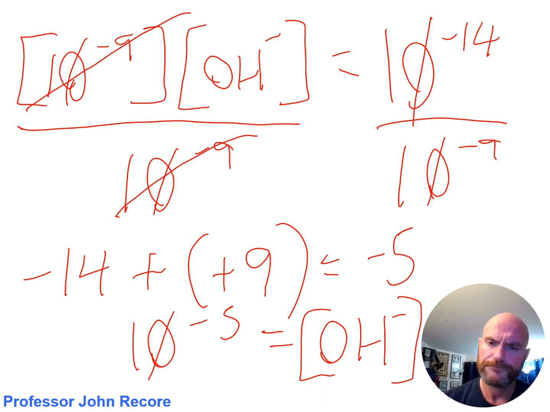Now, quickly, let's say our hydrogen ion concentration was equal to 10 to the negative 5th power. What would the pH of that solution be? If you're thinking that the pH would be 5, you're correct.